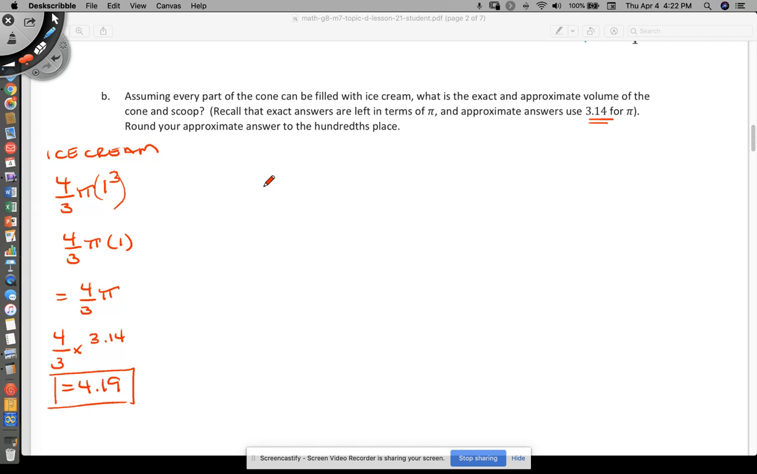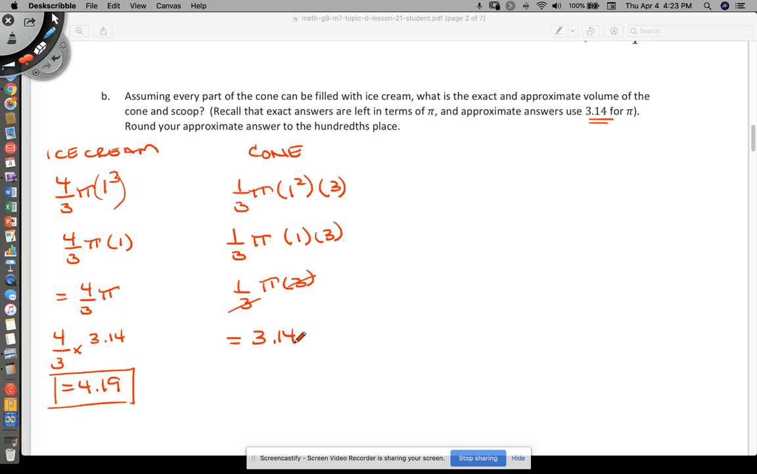All right, now let's solve for the cone. The cone is going to be 1/3 pi r squared, which is 1 squared, times 3. So 1/3 pi times 1 times 3. So that's 1/3 pi times 3. Now my 3's cancel, leaving me with 1 times pi. So my answer is going to be pi, 3.14.